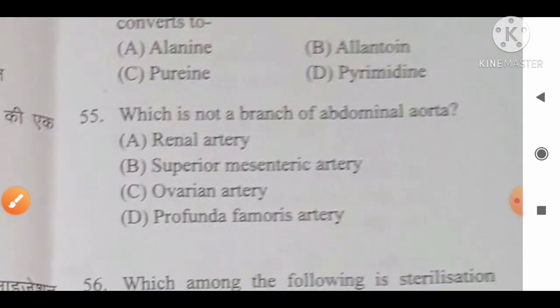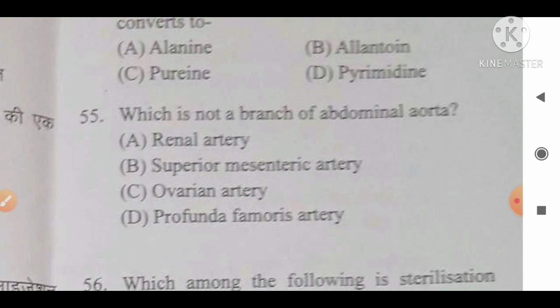Which is not a branch of the abdominal aorta? And the options are A, renal artery, B, superior mesenteric artery, C, ovarian artery, D, profunda femoris artery. And the fact available regarding this question: renal artery, superior mesenteric artery, ovarian artery.